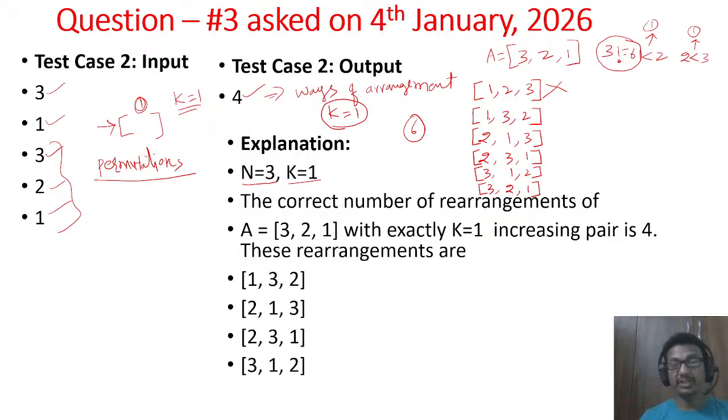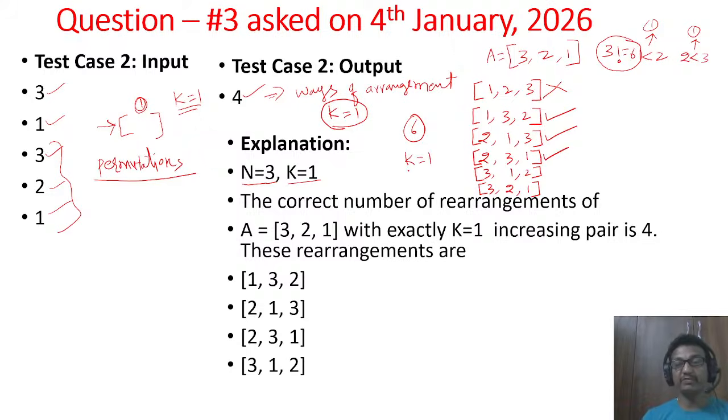Now, when you move from 1 to 3, it is increasing. When you move from 3 to 2, it is not increasing. That means the increase happens only one time, so this is a valid permutation. Then 2 to 1 is not increasing, and 1 to 3 is increasing. The increase is only one time, so it is again a valid permutation. Then 2 to 3 is increasing, one time, and 3 to 1 is not increasing. So only one increase, and this is again a valid permutation.